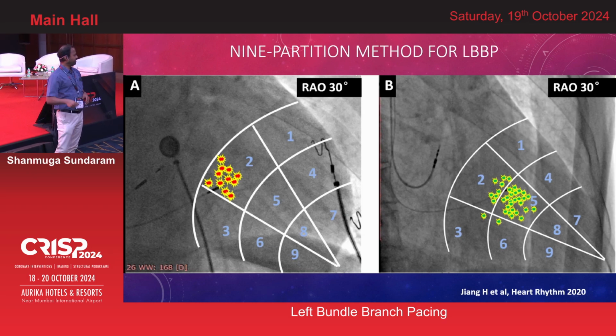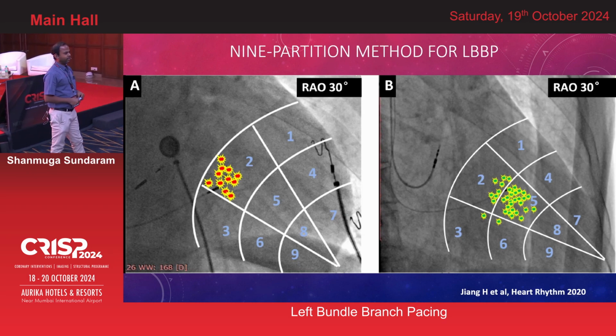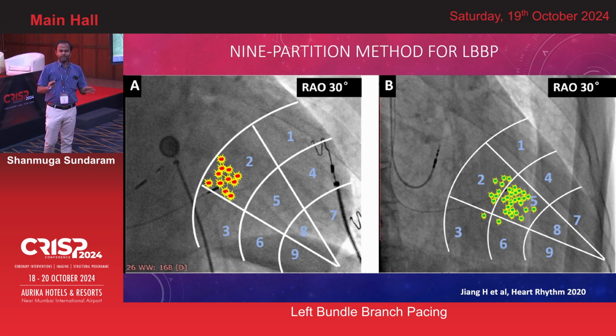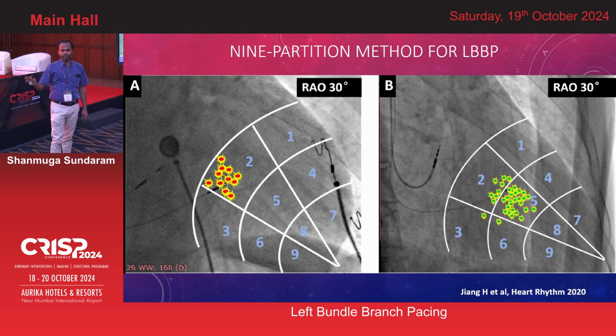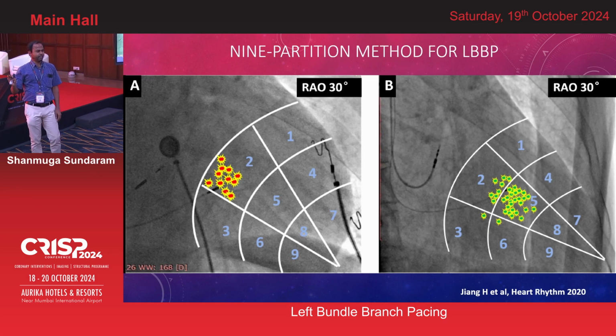So this shortcut area helps for the majority of people. No EP catheter, no TPA catheter: go in RAO view and divide the right ventricle into 9 quadrants. If you want to do His bundle pacing, deploy the lead in zone 2. If you want to do left bundle pacing, deploy the lead in zone 5.